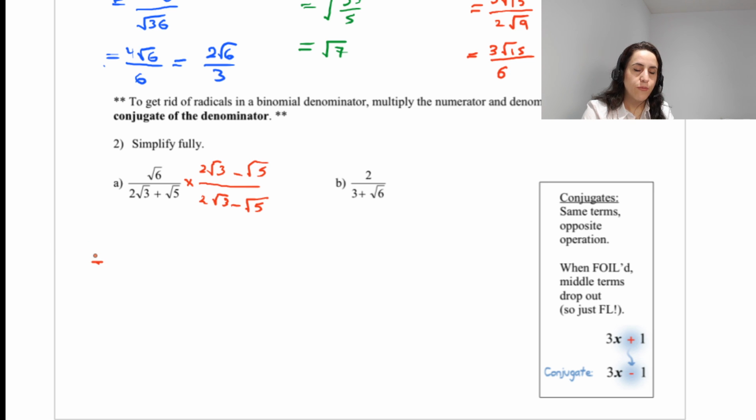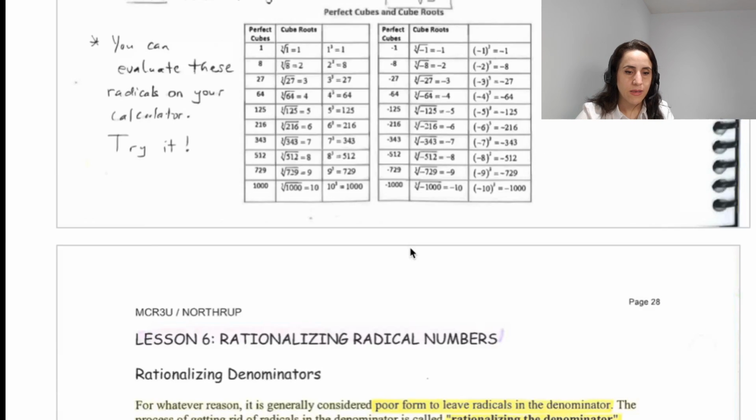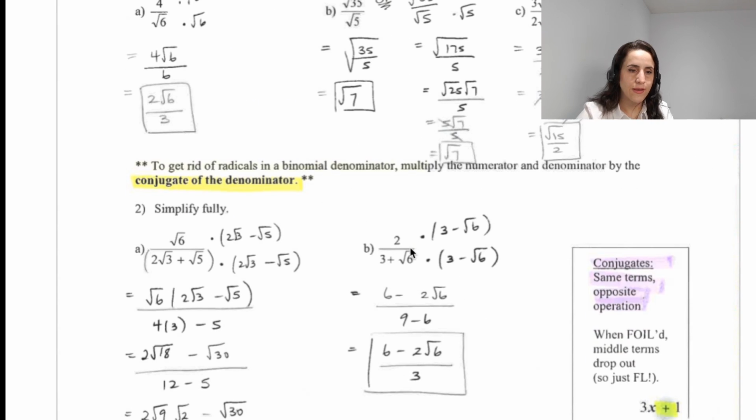Okay, for the numerator, I'm gonna have a 2 radical 18 minus a radical 30. I'm so sorry, folks. I'd like to just stop for a second here. Because we have the answer, I'd like to just go over the answer. It's gonna be much faster.